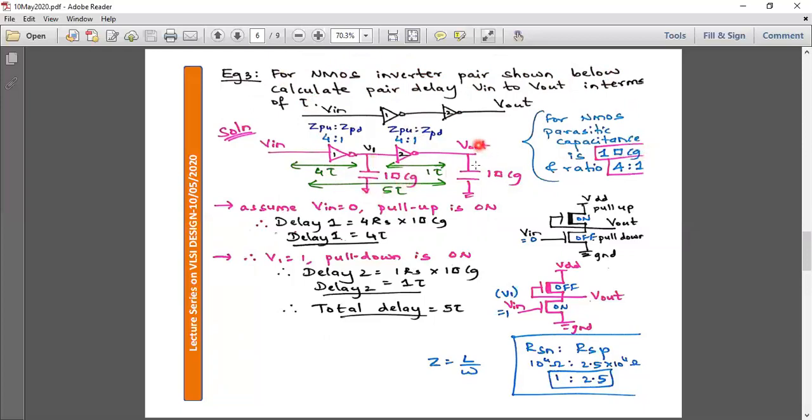So 1 Cg parasitic will be formed at the output node of both inverters. So pull up to pull down ratio for both inverters, it is 4:1. So if it is NMOS inverter, pull up is an N depletion device, pull down is N enhancement device. So first case, let us assume Vin as 0. If input is 0, then pull down is off and pull up, since it is a depletion, it is on state.